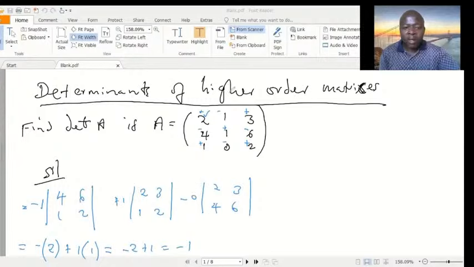Let us find the determinant of a 4 by 4 matrix. And that will be our last example.